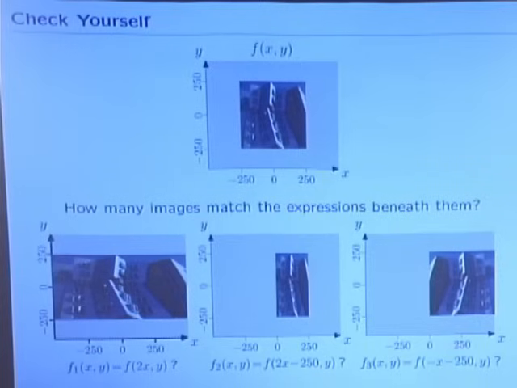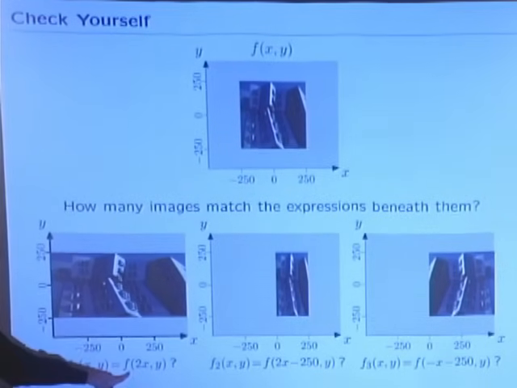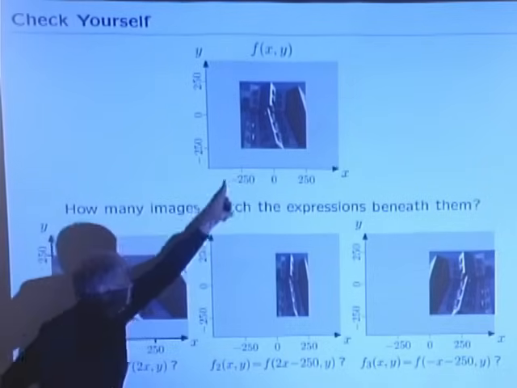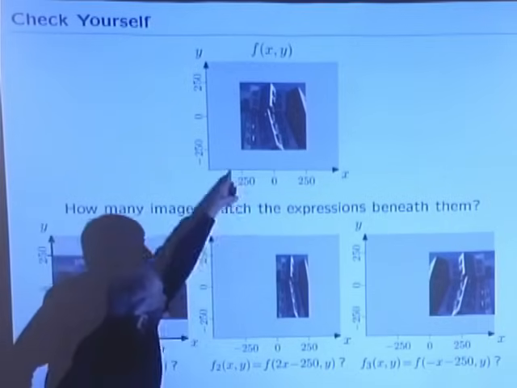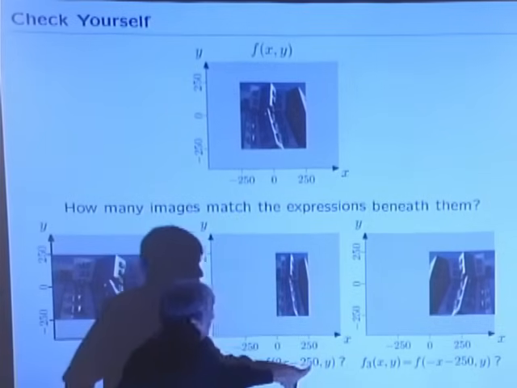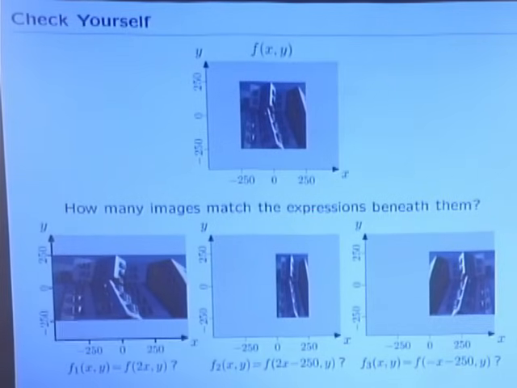The question is, is this the right mathematical representation for transforming that picture into this one? Is this the one for that one? And is this a representation for this one? And is this a representation for that one? Take 30 seconds, talk to your partner, and figure out how many of those transformations are correct.